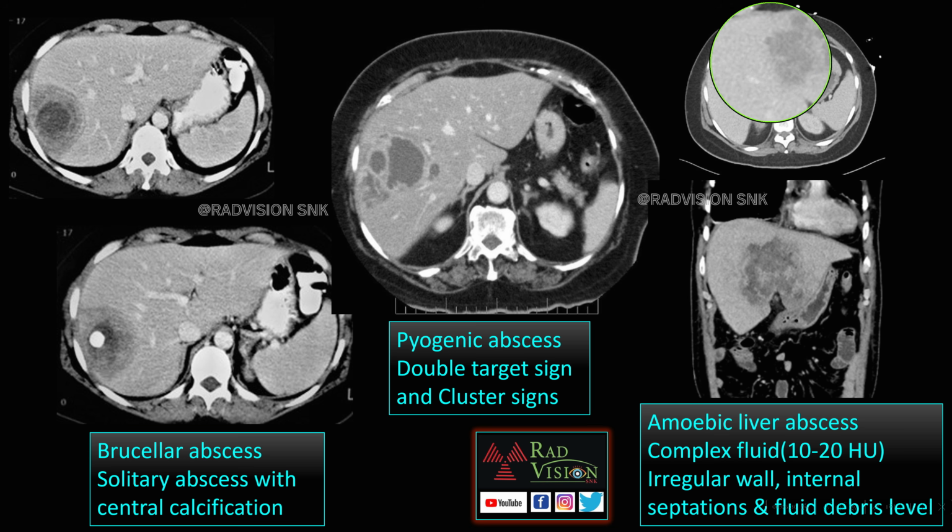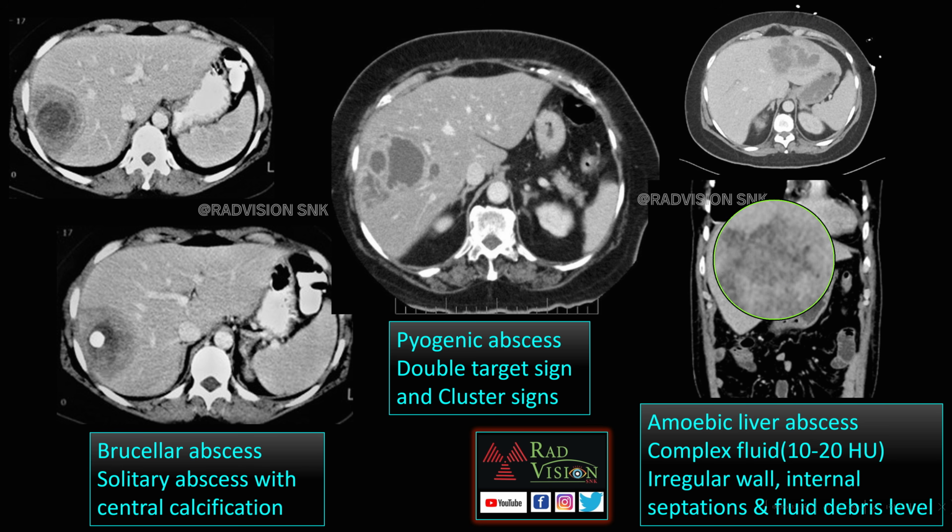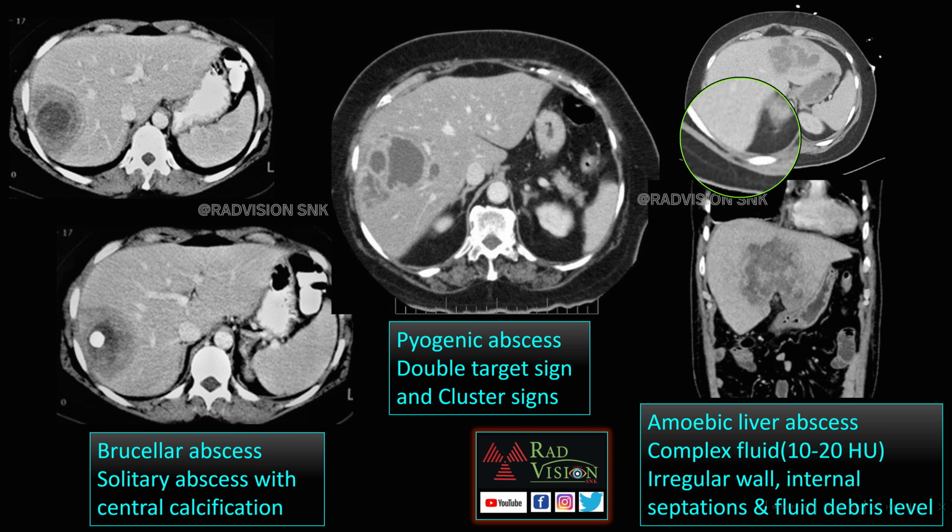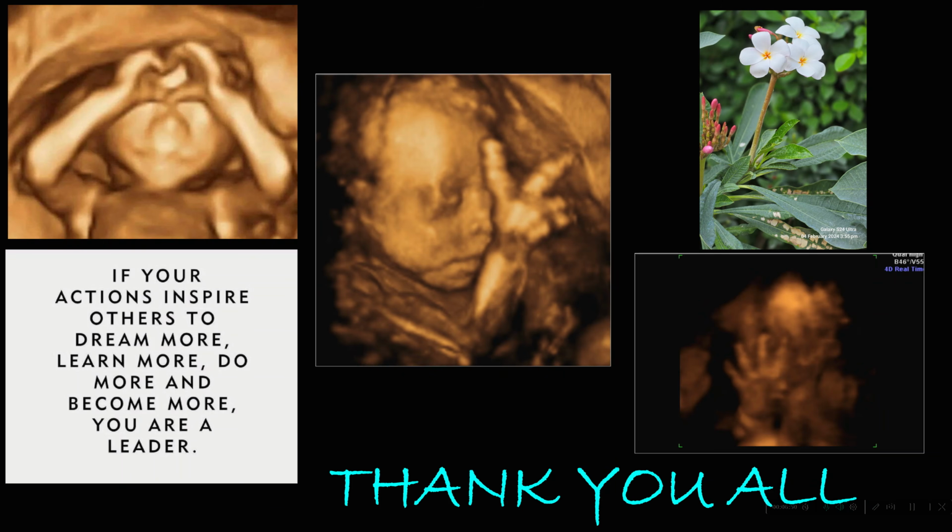Here also you can see a large abscess with an irregular wall, internal septations, and also a fluid debris level. So this was a case of amoebic liver abscess. And also in amoebic liver abscess you can see changes in the colon, and there will be adjacent perihepatic free fluid, even pleural effusions and ascites. So thank you all.